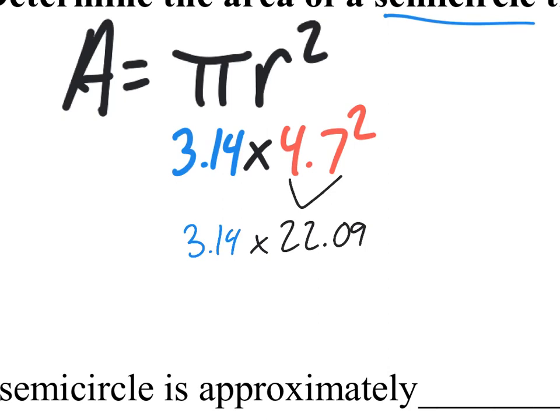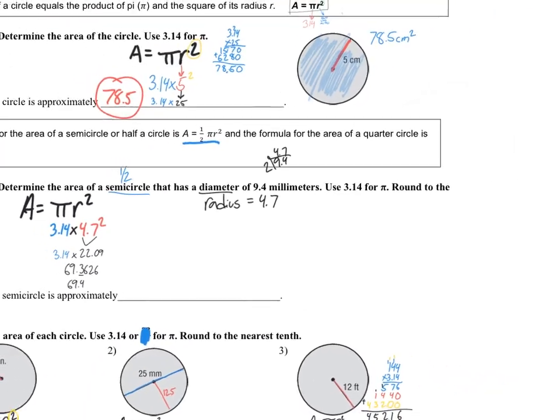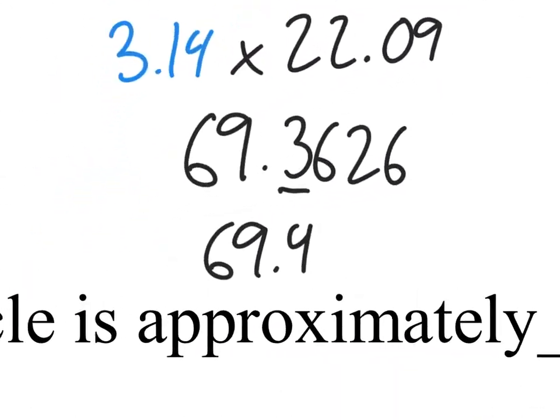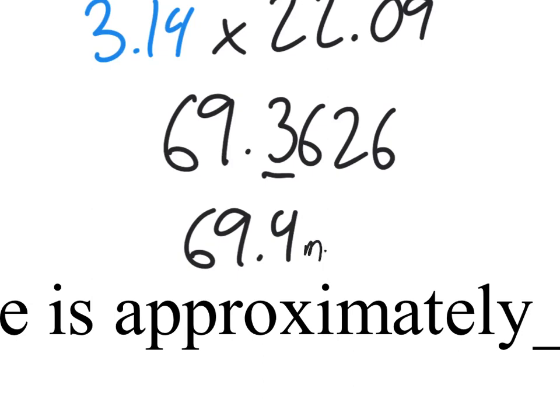And on this one, I get 69.3626. This is why you have to have your rounding skills. We are going to do this to the nearest tenths place, so our answer will be 69.4. And I already forgot what kind of numbers we're working with. We are dealing with millimeters, so that would be 69.4 millimeters squared.